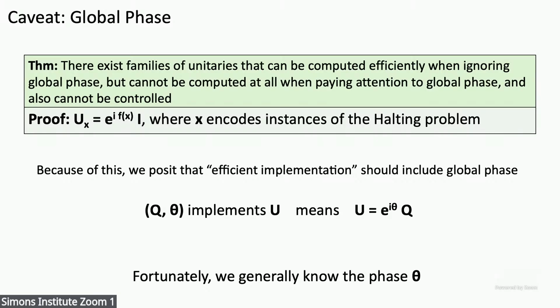But what we can do is actually just specify the global phase. So if we're trying to implement this unitary U, we implement it with a circuit Q. We'll generally actually know the relative phase between Q and U. And if you want to say that you've efficiently implemented U, you should be able to do this. You should be able to actually learn what the relative phase is and maybe write it down.